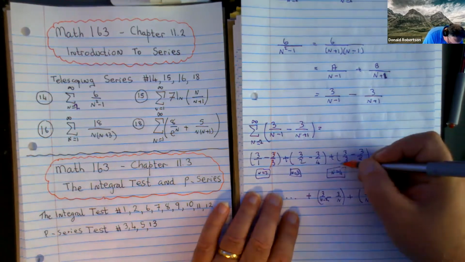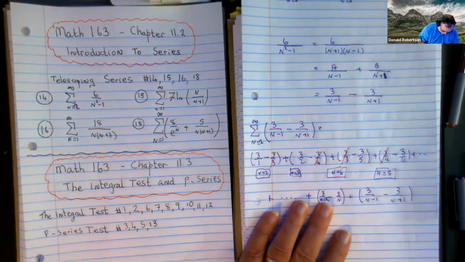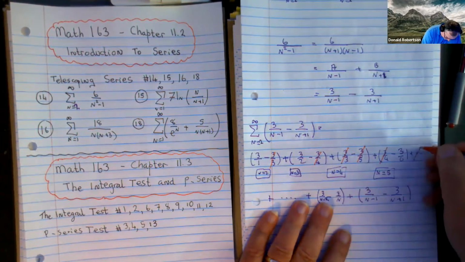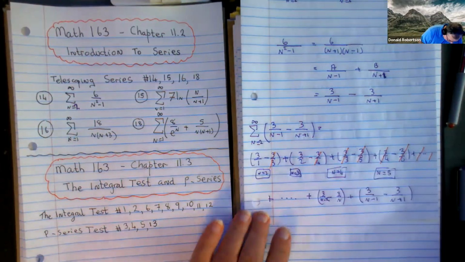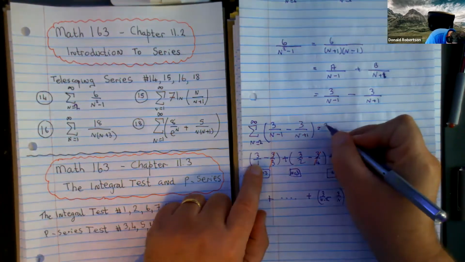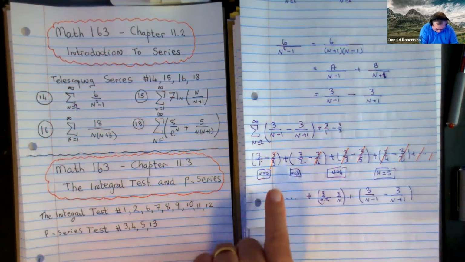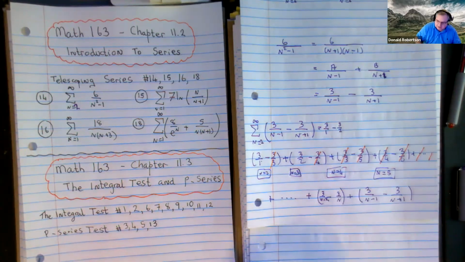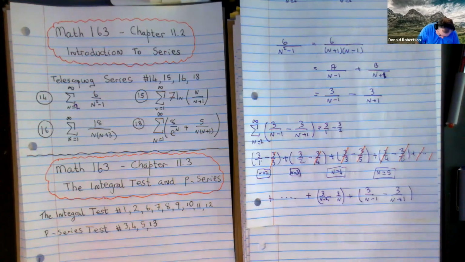That guy gets killed off by him. That guy gets killed off by him. That guy would get killed off by somebody here, and that guy would get killed off by somebody here. And in fact, there are only 2 guys at the beginning that don't get killed: 3 over 1 and 3 over 2. All the other terms, the ones that are here and the ones that come after it, something later on would be the same value but negative, right? So you've got a plus guy, take away a negative, or a negative guy and a plus. They all die.